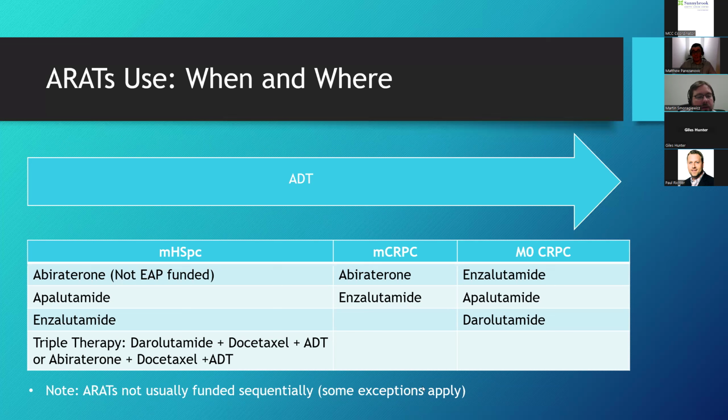In the metastatic castrate-resistant setting, we have abiraterone and enzalutamide, and then in the M0, we have enzalutamide, apalutamide, and darolutamide.